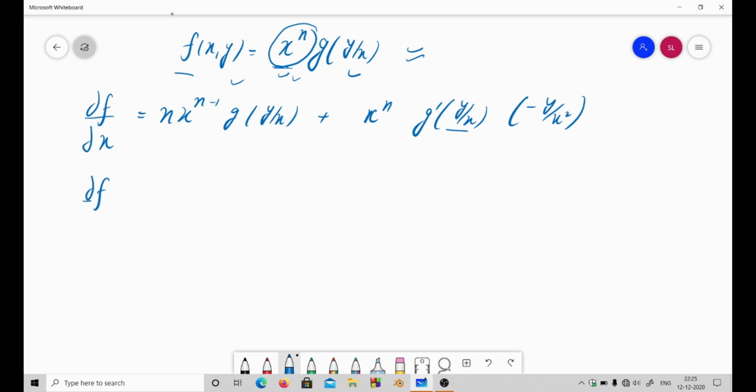Now we differentiate with respect to y. When we differentiate with respect to y, x to the power n is a constant, and this one is the variable. The derivative of the inner function, where y is the variable, removes the power and 1 by x remains.